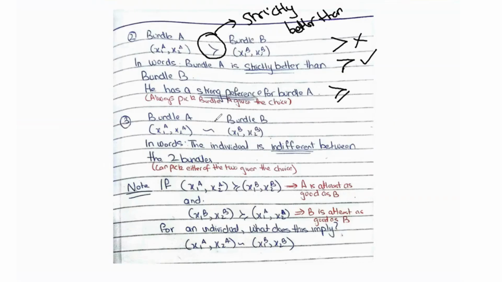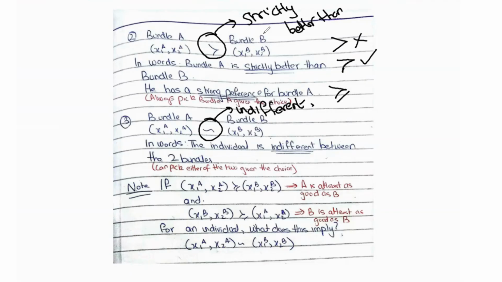The third notation is this. In words, this means the individual is indifferent between the two bundles, which means that given the choice, you can pick either. You're indifferent between them.